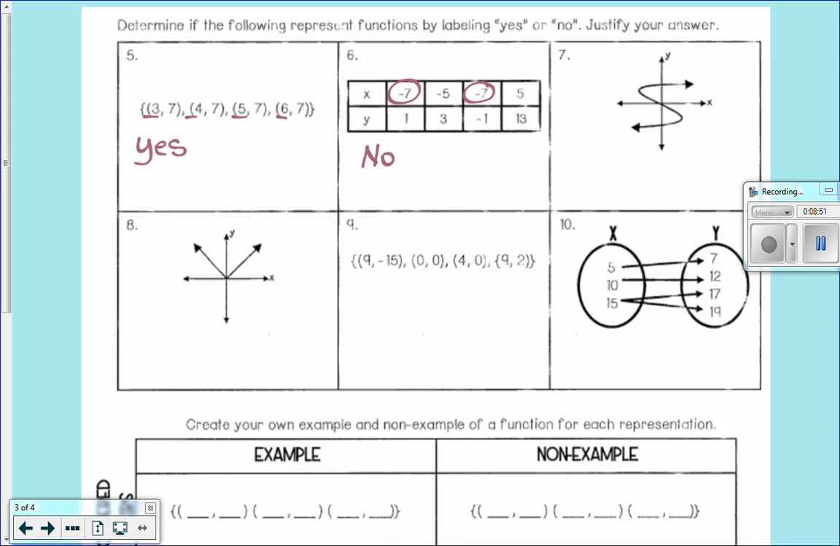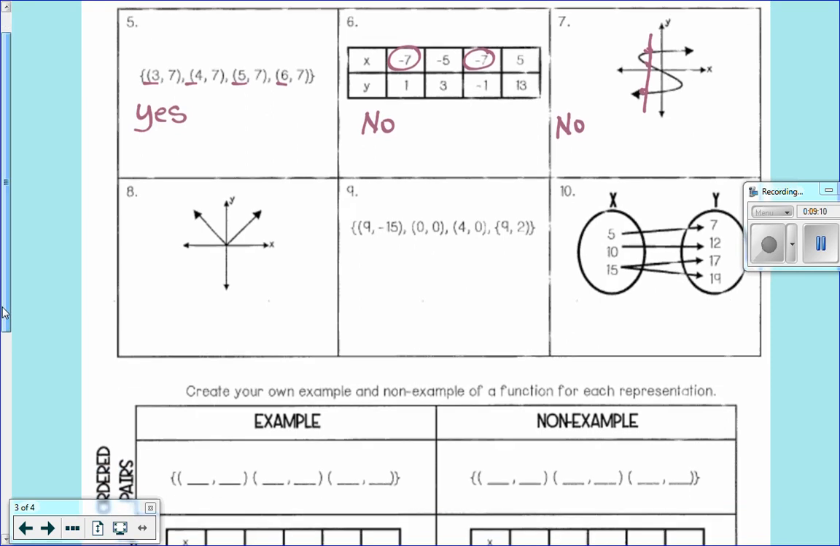Number 7. Yes or no? No. Why? Yeah, the vertical line test passes through 3 times in that example, right? So that means there's 3 x values when there should be 1. Didn't realize I gave y'all this example.